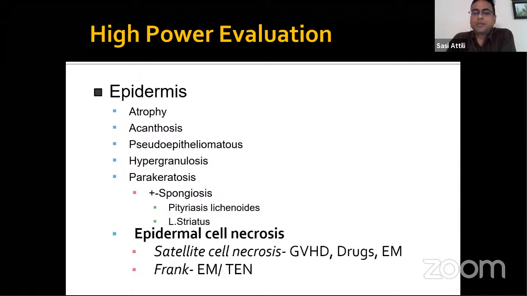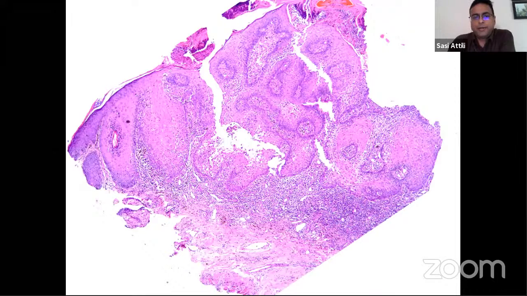Then the next feature is epidermal cell necrosis. So not only basal cell degeneration, but epidermal cell necrosis, whether it's satellite or focal necrosis, or whether it's frank necrosis throughout the epidermis, as in erythema multiforme or TEN. So I'd like to just discuss this interesting case here at this juncture.